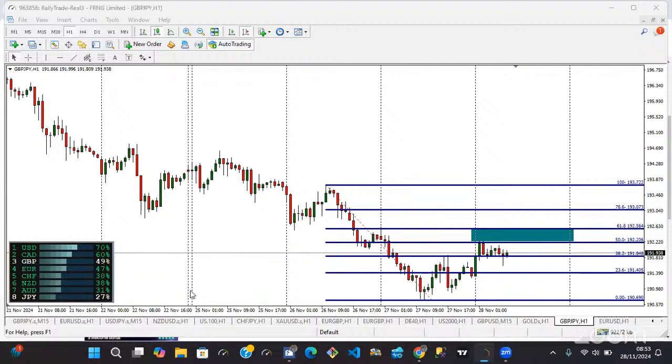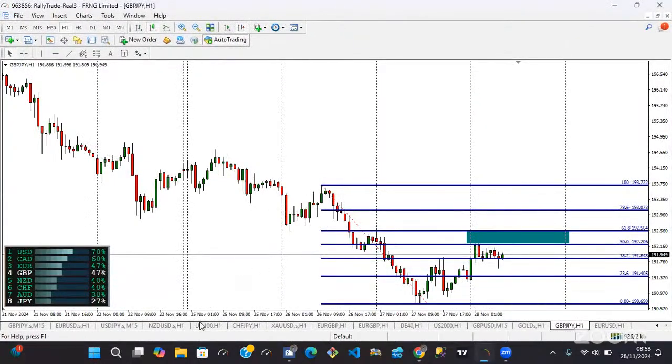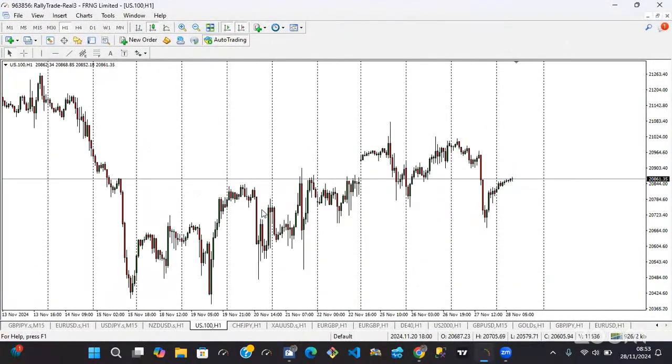So let's, we don't have much time. Okay, but let's see how much we can stay for today. So this is US 100 right now. Let's look at US 100.